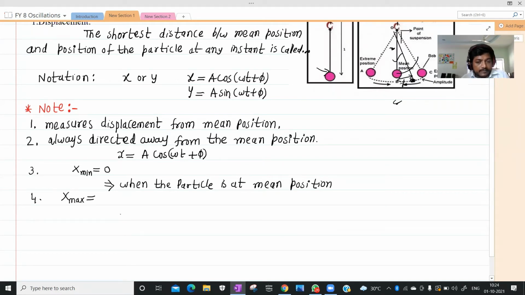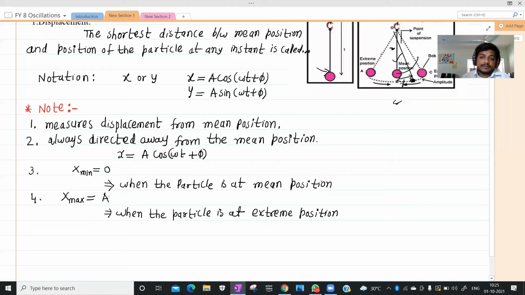At the extreme point. Very good. When the particle is at extreme position, the displacement will be maximum. The maximum displacement is called amplitude, which is denoted by capital A.